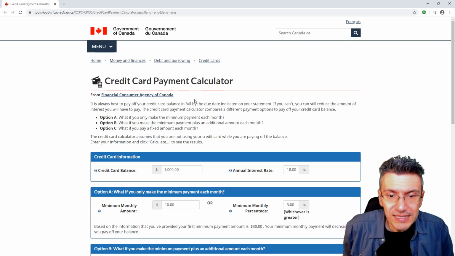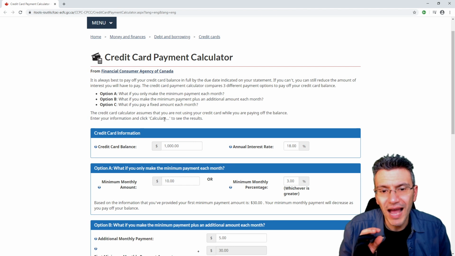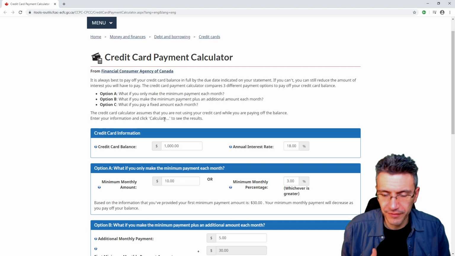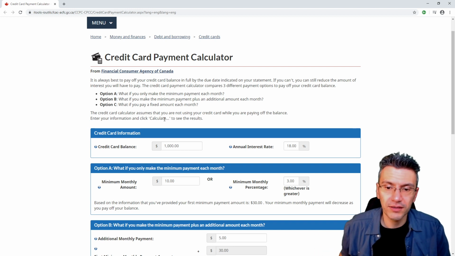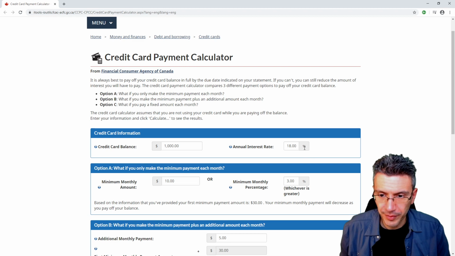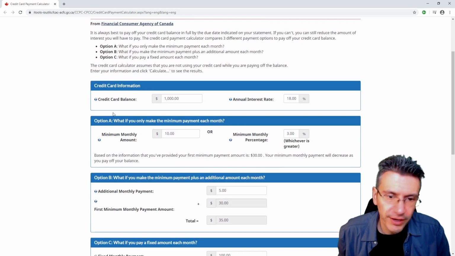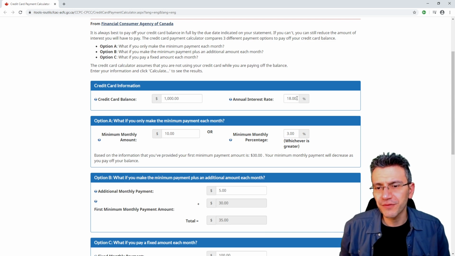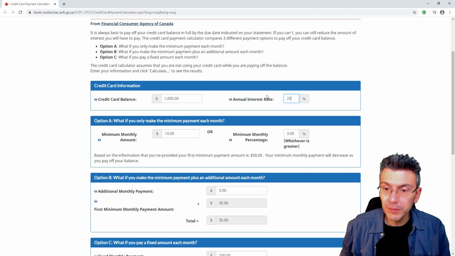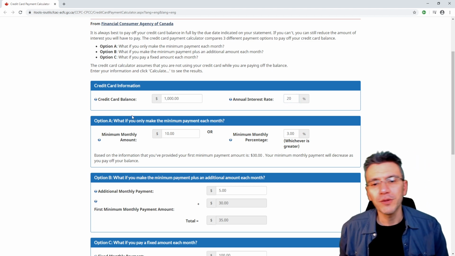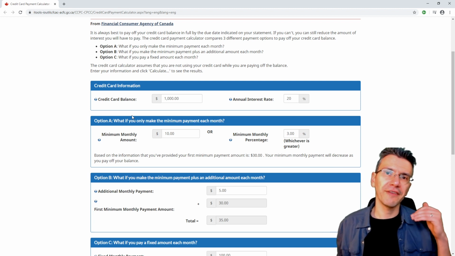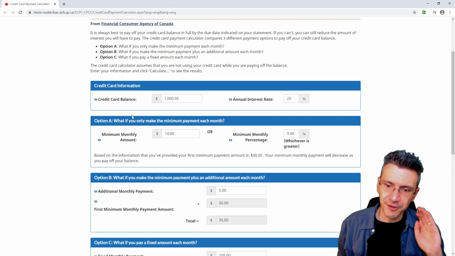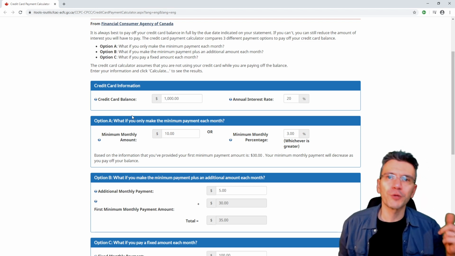All right, so this is basically a payment calculator, and this highlights how much more you end up paying or how much quicker you end up paying off a debt based on the rate at which you're paying things off. So let's assume here that you have a credit card and you have a $1,000 credit card balance, all right? And for simplicity's sake, let's say you have a 20% interest rate. Most credit cards in Canada typically have a minimum monthly payment of anywhere from 3 to 5%, depending on the credit card and the province you're in, or $10, whichever sum is larger.